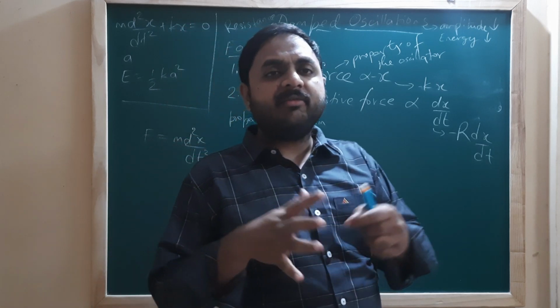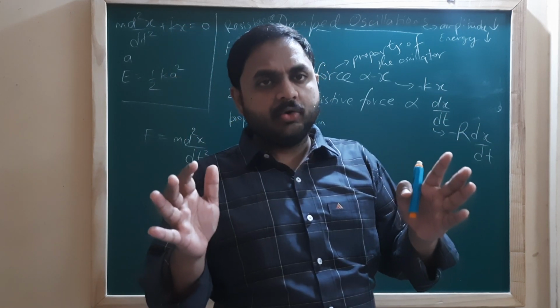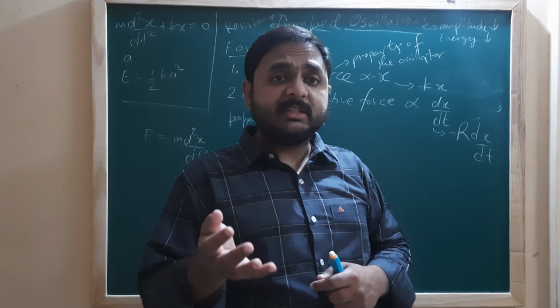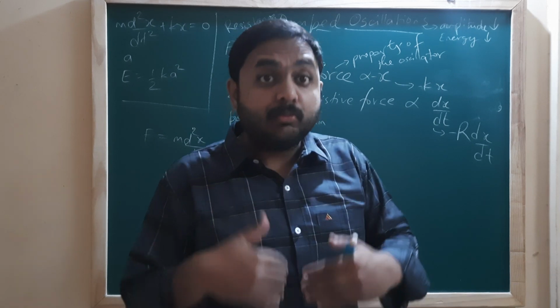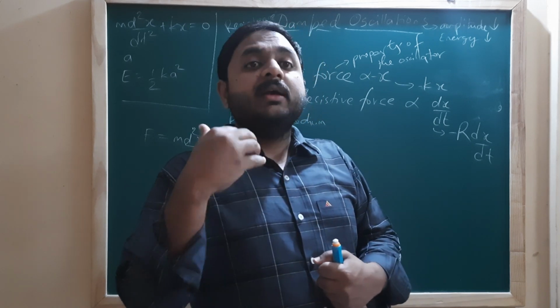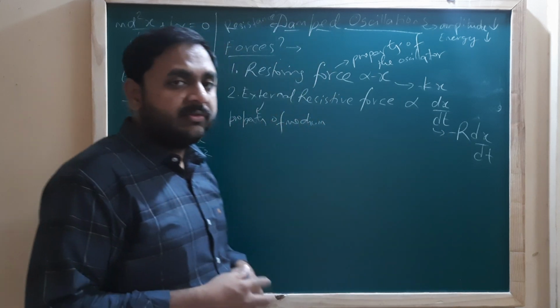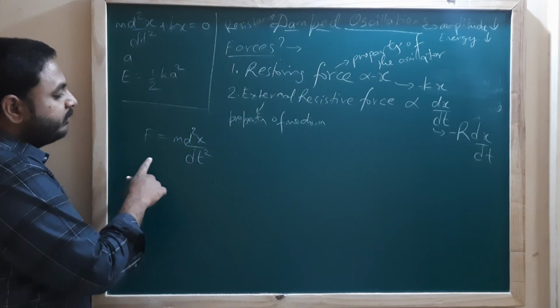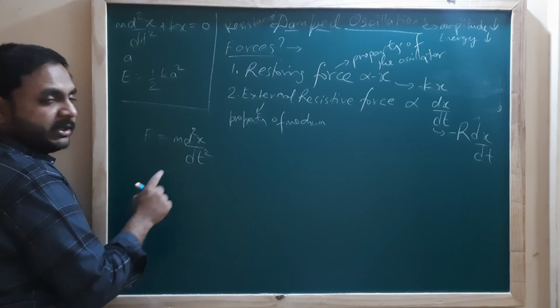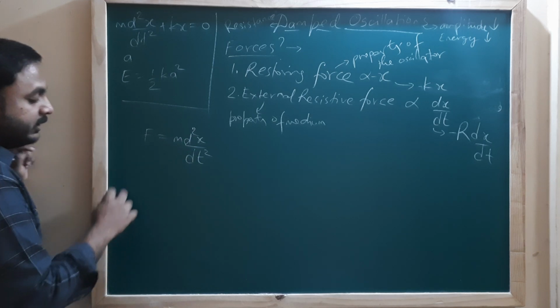For example, let's say air has a damping coefficient of 1. Water must have a damping coefficient of 100 because water is more viscous. A very thick oil will have an even greater coefficient of damping. But we'll come to r in a bit. So F is equal to m d2x by dt squared. This is my Newton's second law.